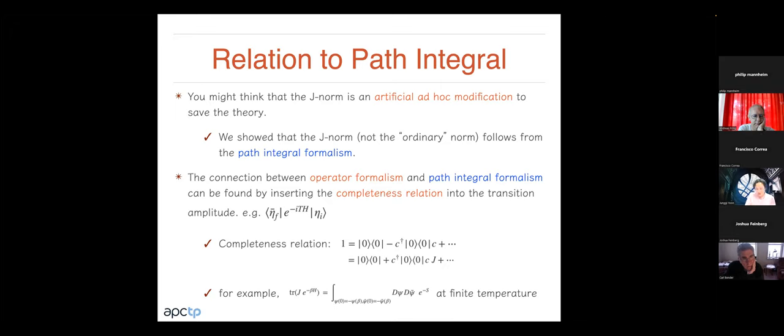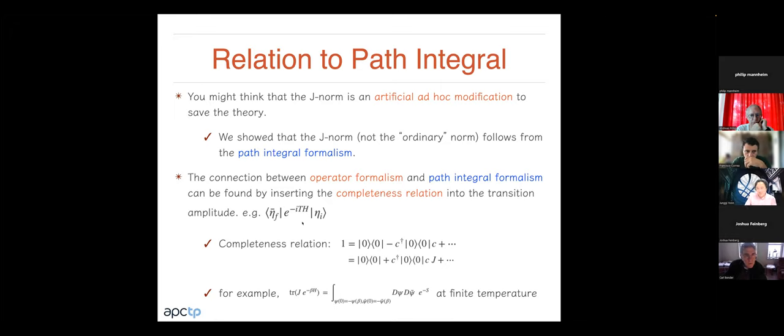What I mean by that is that when you define the theory, you may define it in the path integral, and we know that the path integral is related to the operator formalism. Usually this inner product is given. But in this case, it turned out that the J norm is the correct norm. The ordinary norm is inconsistent with the path integral, but the J norm is consistent.